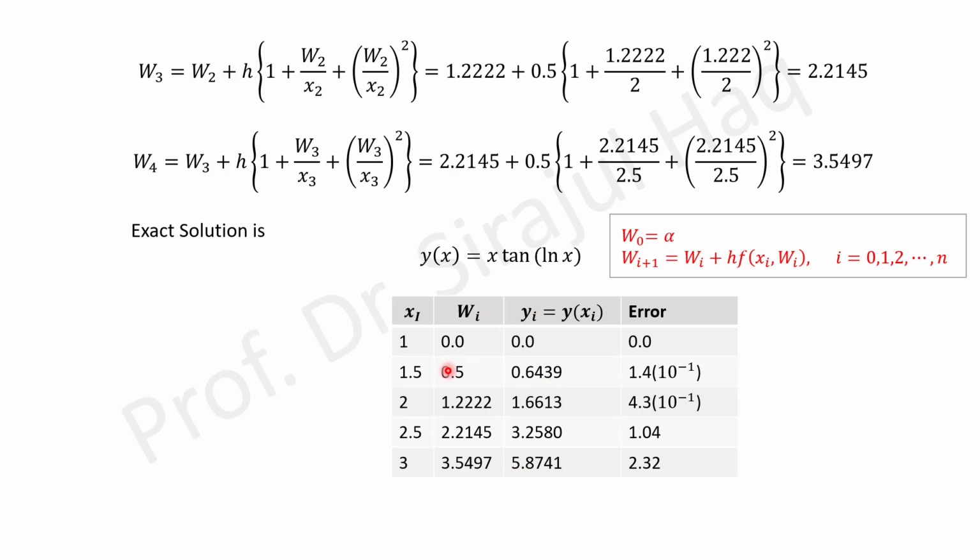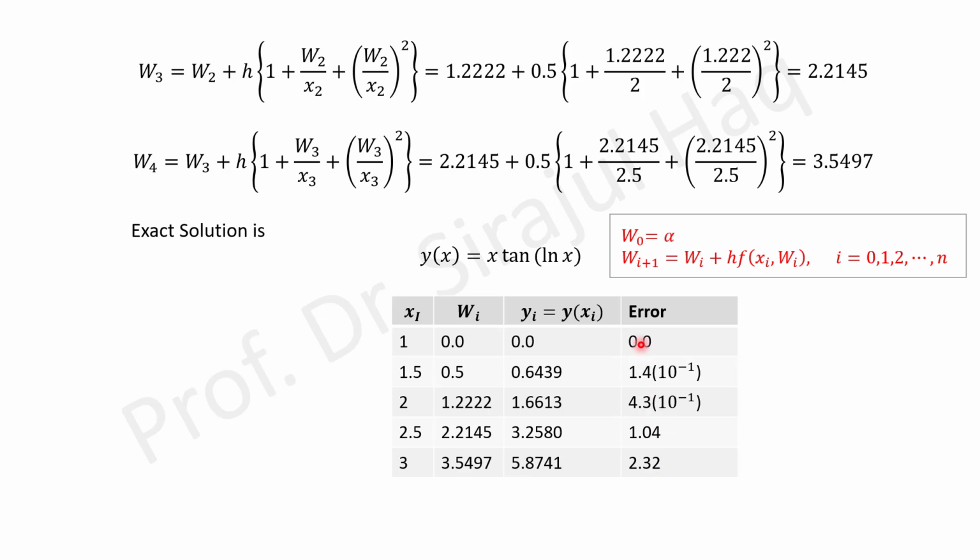The difference between Wi and Yi gives you an error. So this is the corresponding absolute error. The absolute error at 1 is 0. The absolute error at X is equal to 1.5 is given by this term, which is 0.14. When X is equal to 2, the error is 0.43, and when X is equal to 2.5, the error is 1.04. And when X is equal to 3, the error is 2.3.